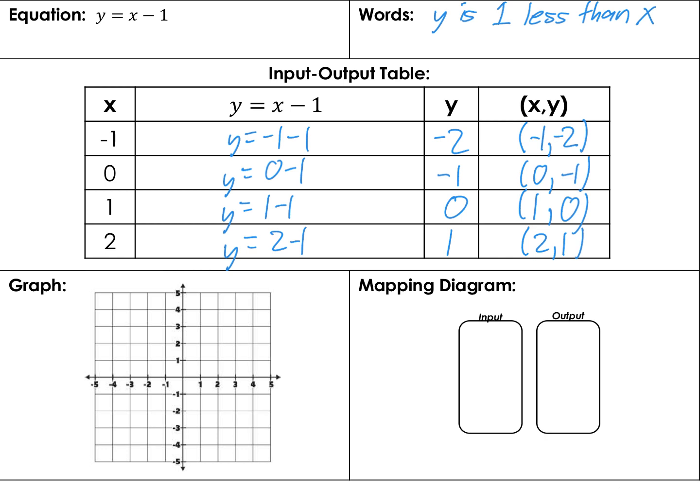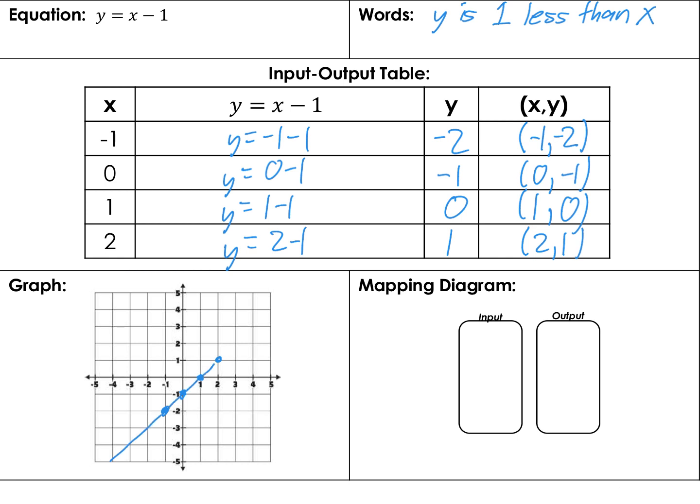So the first value is left 1, down 2. The second value is down 1. The third value tells us to go right 1. And the fourth value tells us to go right 2, up 1.